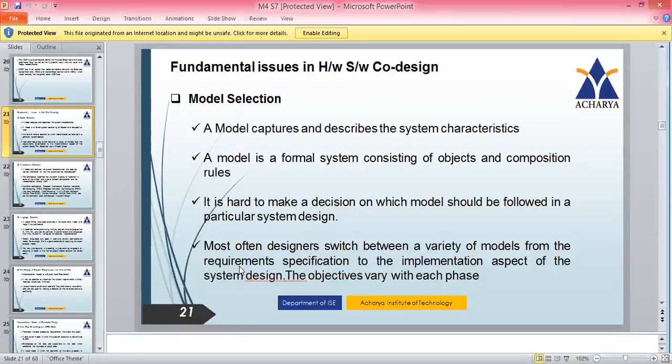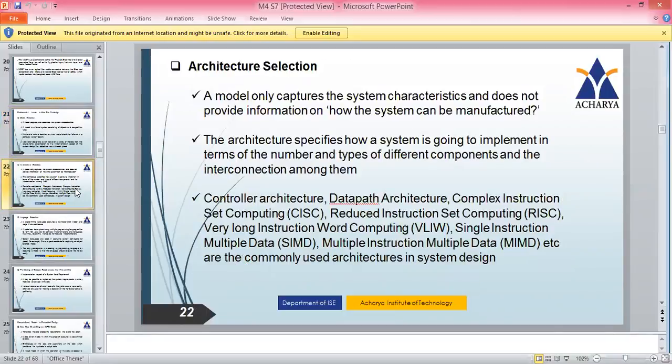The designers will be switching between the models from the requirement specification to the implementation aspect. So until they start the actual implementation, they keep switching over between the several models. The objectives vary with each phase, and because many a times the requirements keep changing, the objective changes. So this makes the designers opt for different models. Now let's go to the second selection.